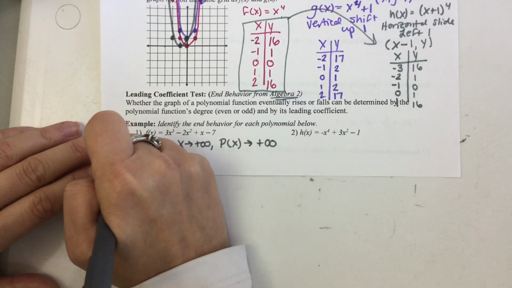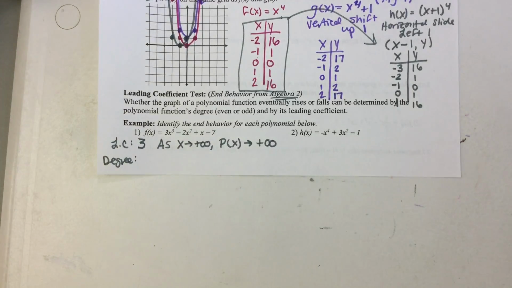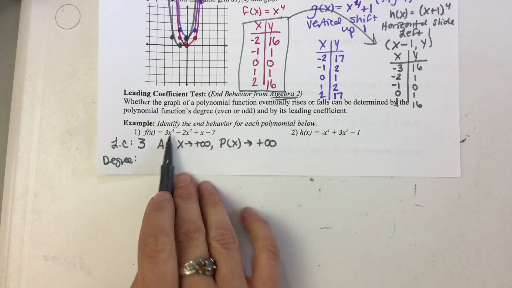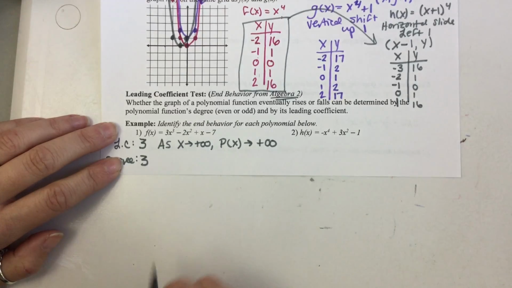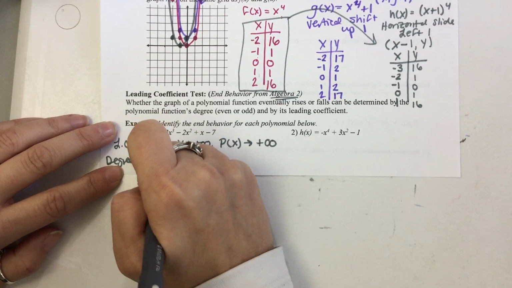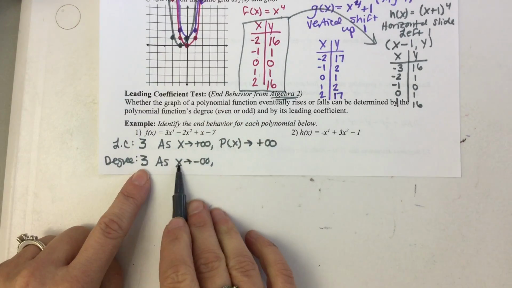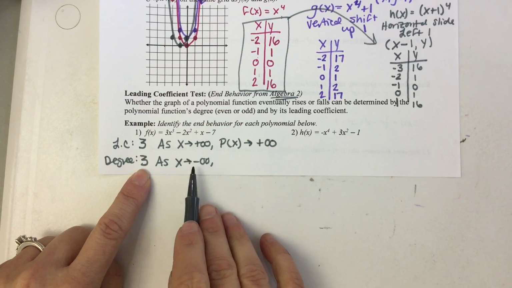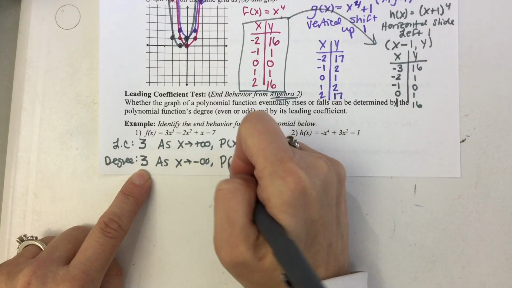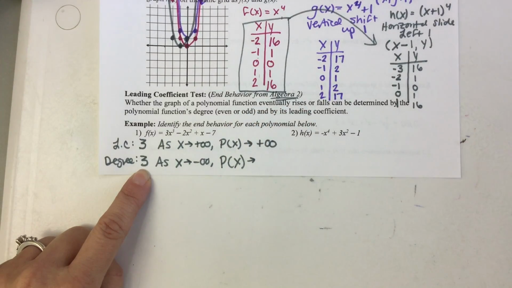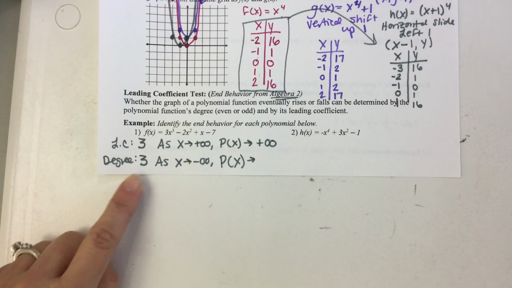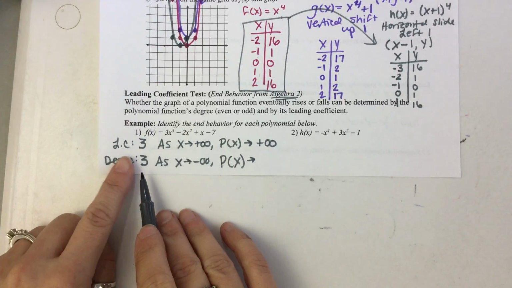Now your degree. Remember, the degree is the highest exponent that we have on our variable. Our highest exponent is a 3. 3 is an odd number. The degree tells you what happens as you go to the left. So as x approaches negative infinity, as we go all the way to the left, your polynomial does what? And it's either arrow up or arrow down. 3 is an odd number.